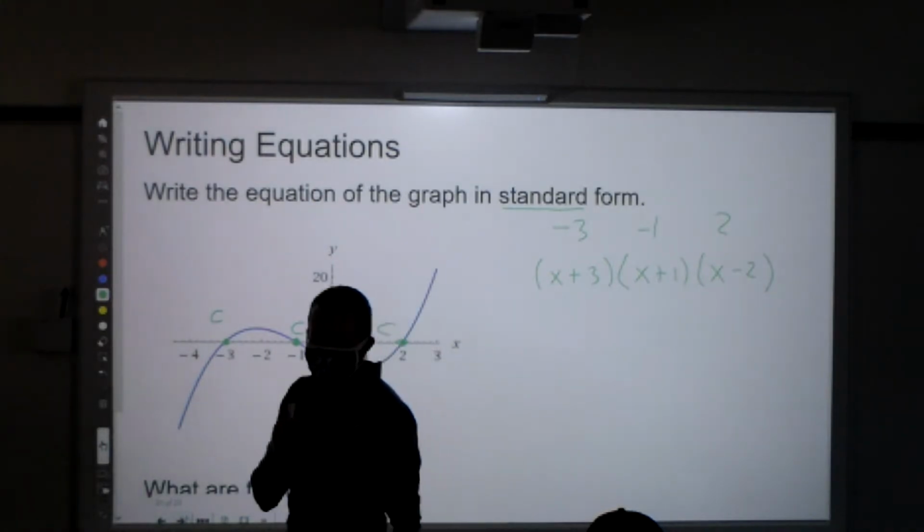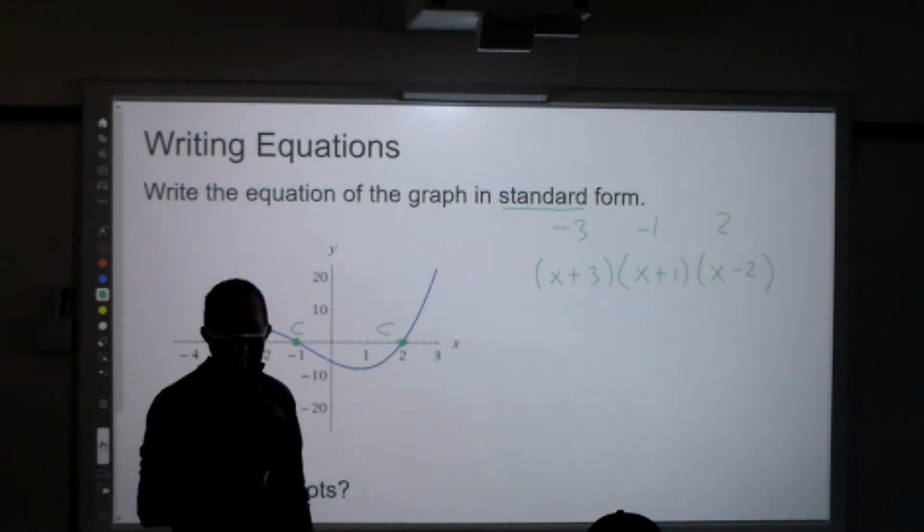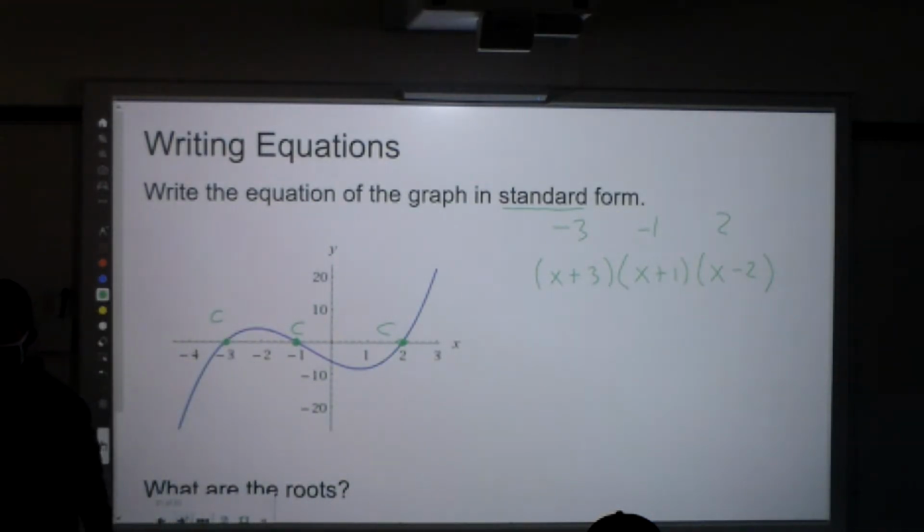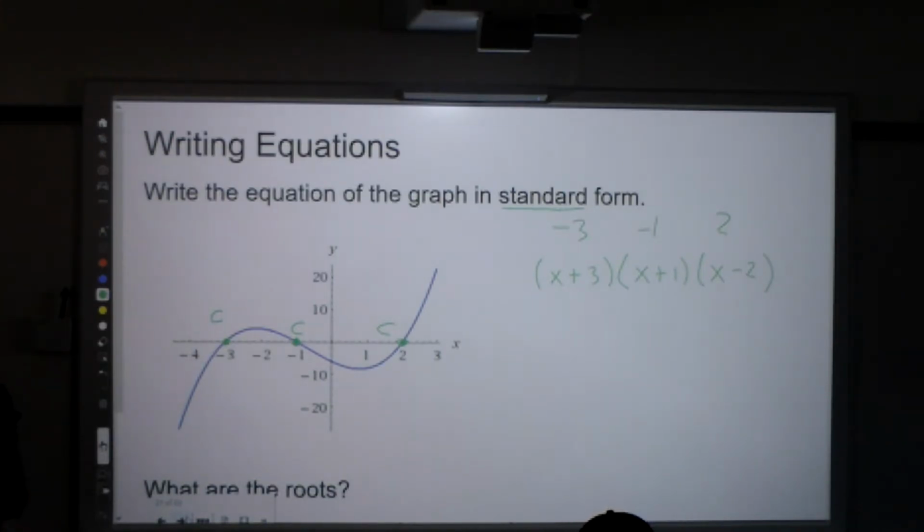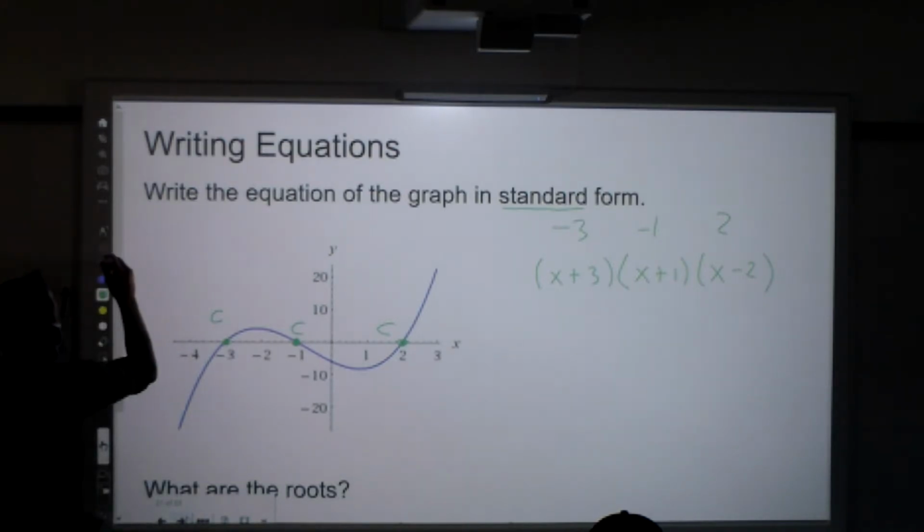So, is this standard form? No, that's intercept form. What would I need to do to get it into standard form? You're going to multiply it all out. I'm going to show you one example where I multiply it all out, but from there you should be able to do it, okay? Okay, let's do that.